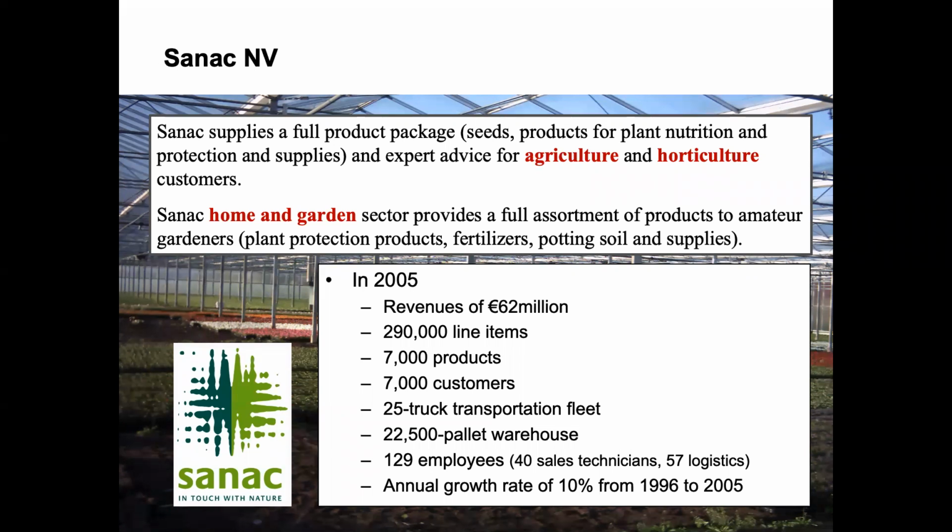In 2005, we know their business performance as well as some of their current product portfolio. Their revenues have been 62 million euros. We have 290,000 line items, 7,000 products, 7,000 customers, a 25-truck transportation fleet, a 22,500-pallet warehouse, and 129 employees, out of them 57 are in logistics and 40 sales technicians. And the annual growth rate has been 10% from 1996 to 2005.